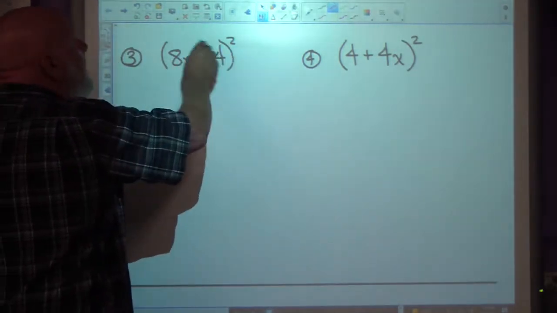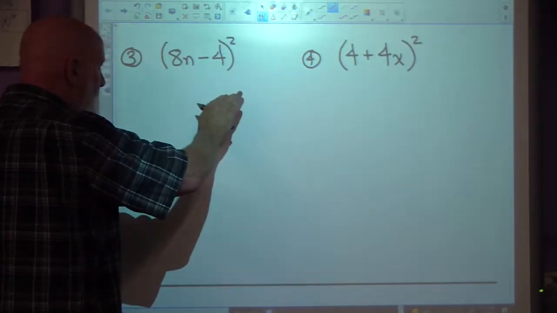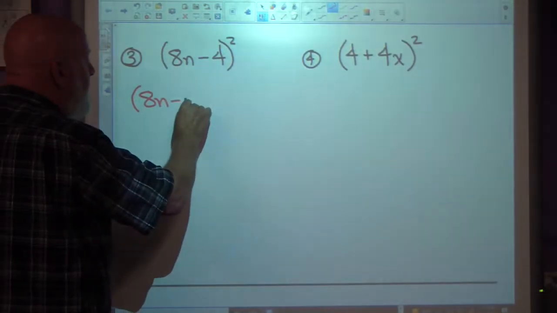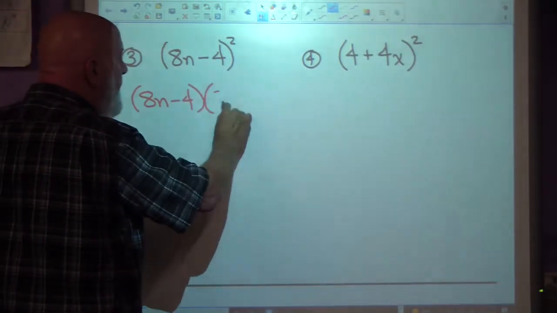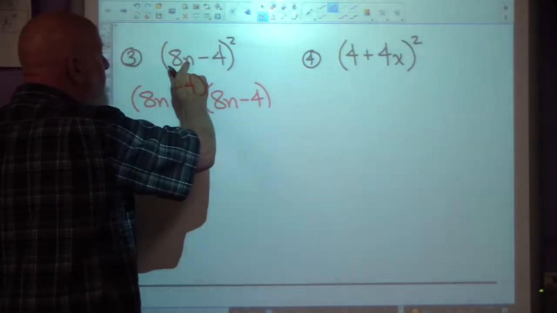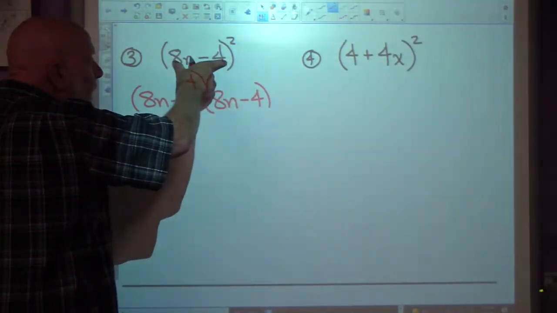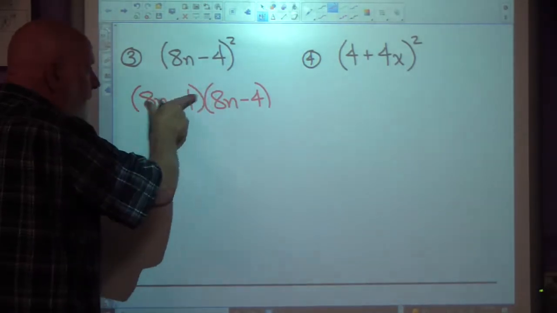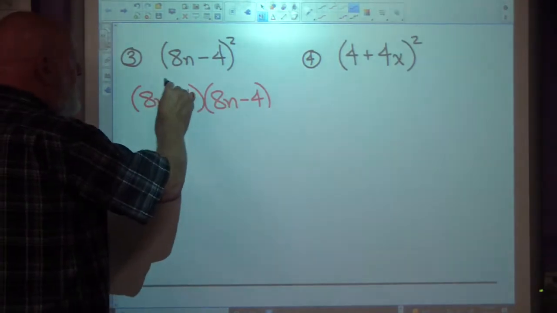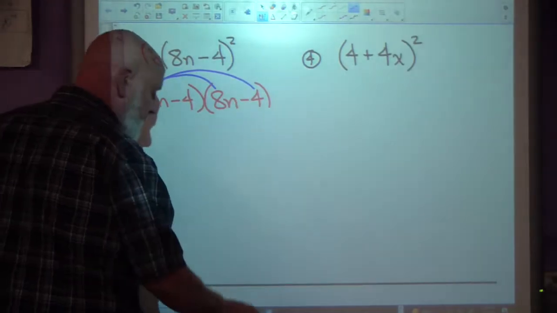Here we go. I'm going to FOIL this. I recognize that I don't want to just square both of these. You can't do that. I'm going to have to multiply this by itself. 8n minus 4 times the quantity 8n minus 4. Don't call this 64n squared plus 16. Can't do that. Because this means this times itself. That's what that second power means. And in order to do this, we have to FOIL. Here we go. Distributing this term right here to both of these terms.